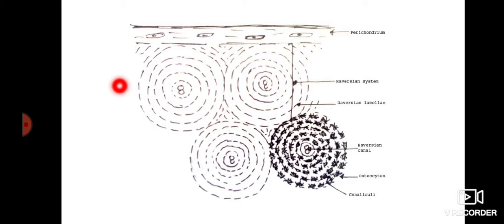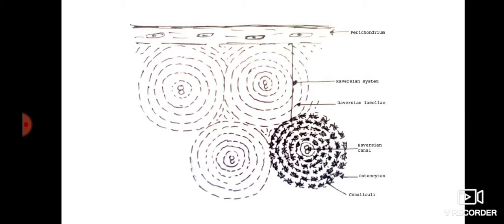So concentric lamellae. Here the lamellae are arranged. Bony lamellae are arranged in a concentric pattern. Among the concentric lamellae, as you see in this picture, you can see some spaces called lacunae, which are filled with osteocytes. These black colored areas are all studded with osteocytes. So osteocytes are present among the concentric lamellae in a special space called lacuna.